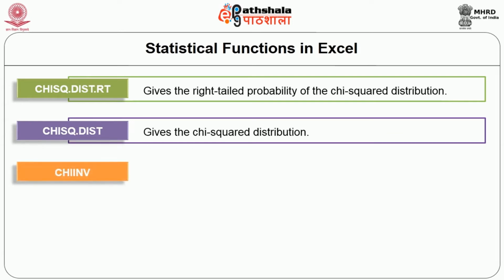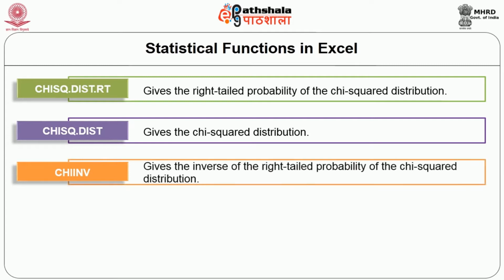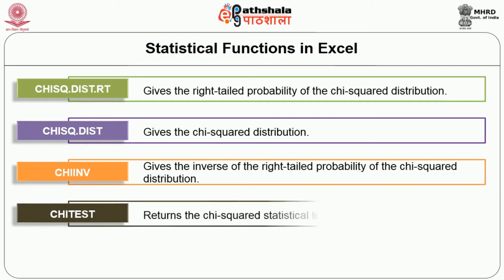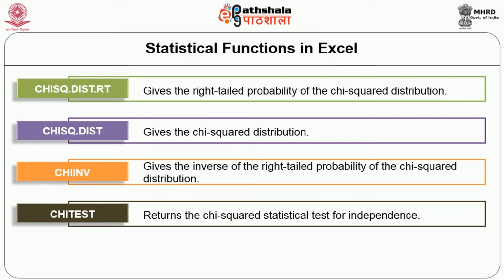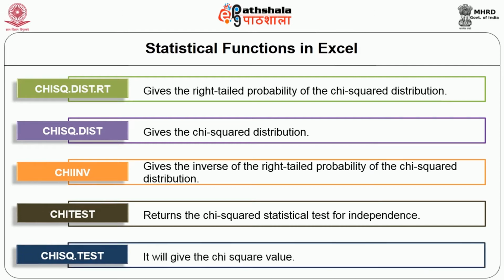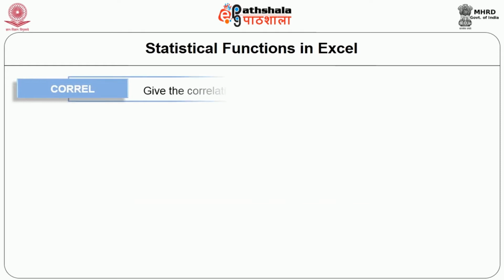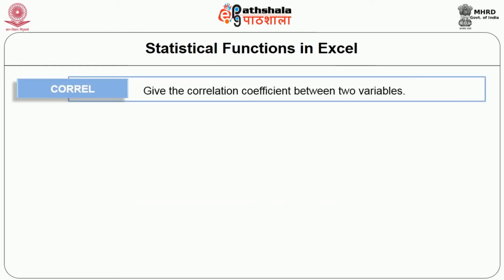Then CHIINV will give the inverse of the right-tailed probability of the chi-square distribution. Then CHITEST will give the chi-square statistical test for independence. Then CHISQ.TEST will give the chi-square value. Then CORREL will give the correlation coefficient between the two variables.